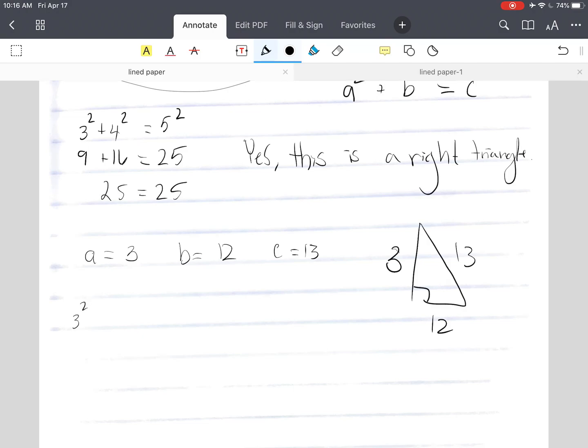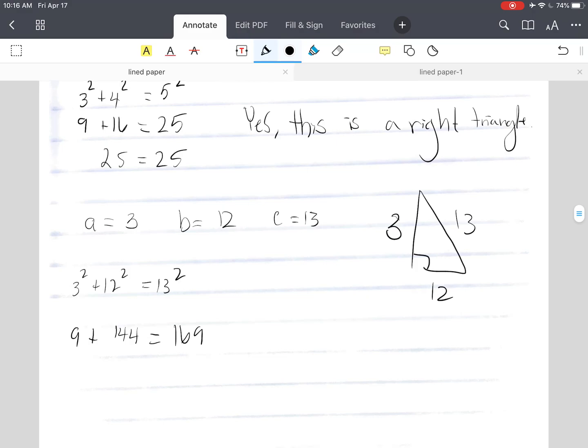3 squared plus 12 squared is equal to 13 squared. 9 plus 144 is equal to 169. 9 plus 144 is 153. That's equal to 169. Is that a true statement? 153 is equal to 169? No.